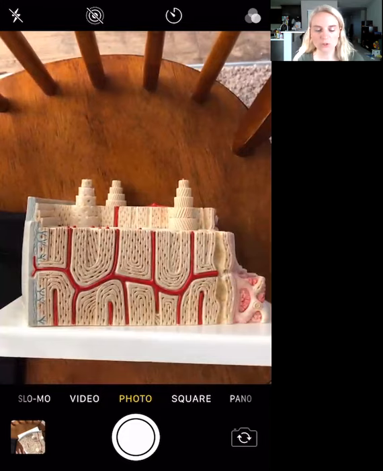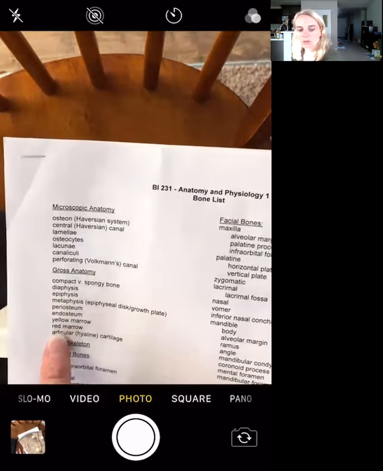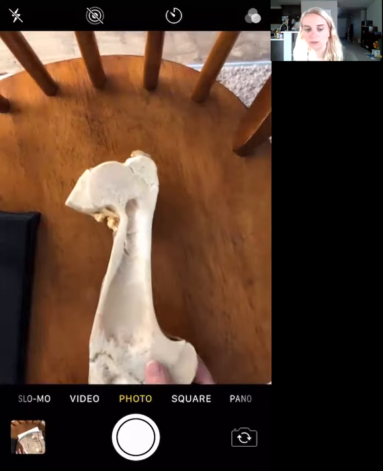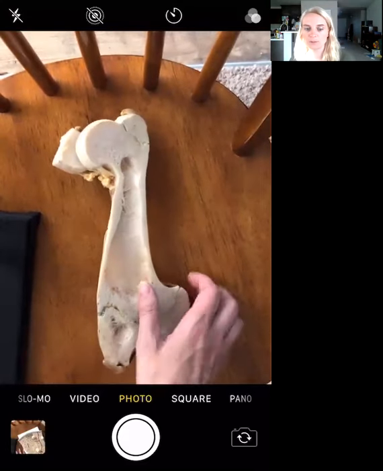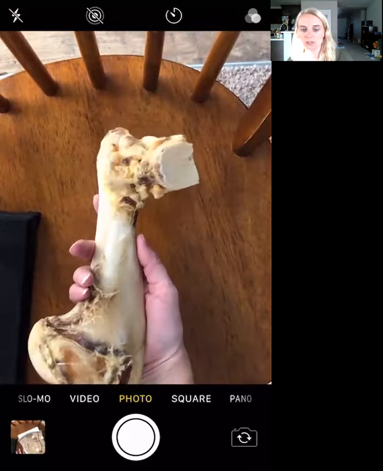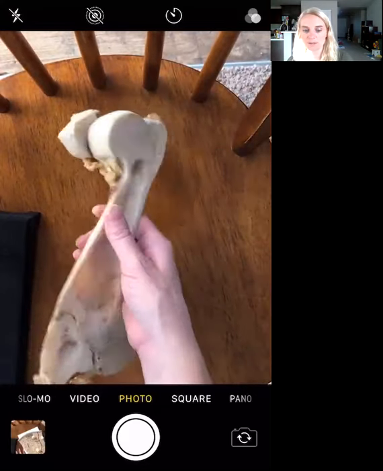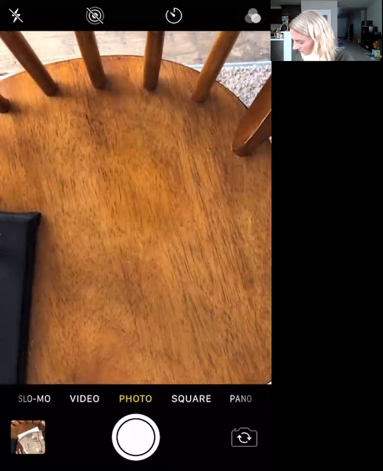All right, so those are all the structures associated with the microscopic anatomy, right? So we covered all of those. Next I'm going to go over these gross anatomy things. And for this one, I'm going to use an actual cow femur. We have this in lab, so you'll get to have an opportunity to touch it and hold it and take a look at it. But this is a cow femur that's been sectioned in half.